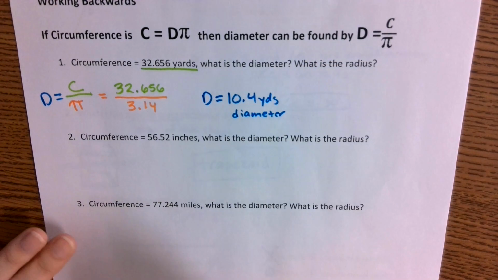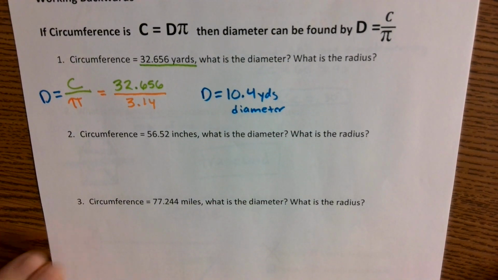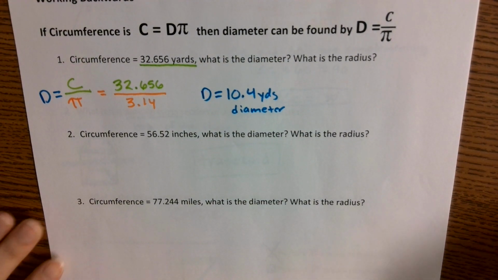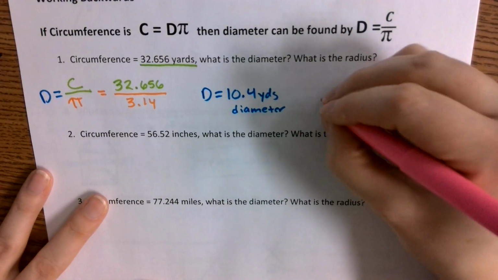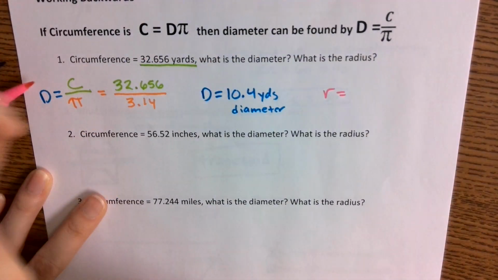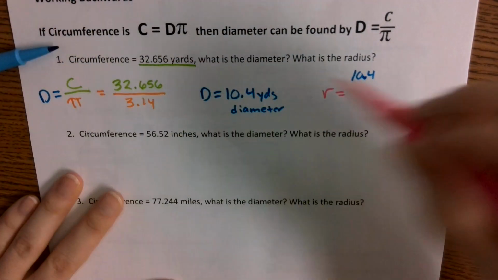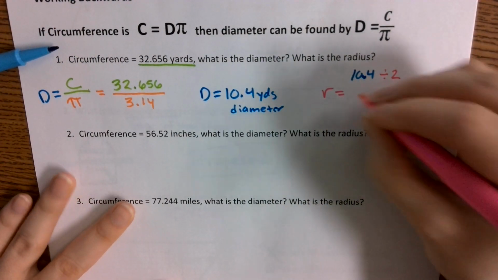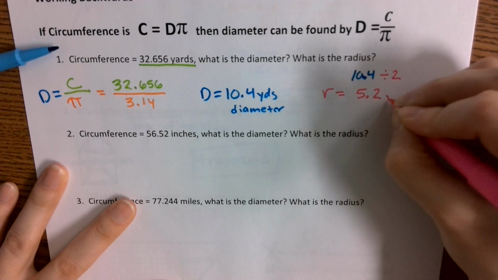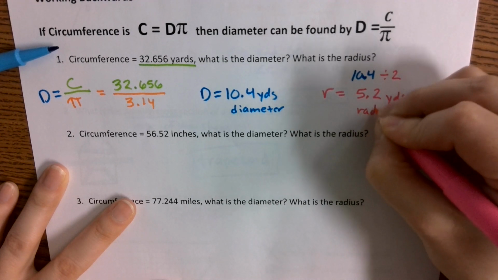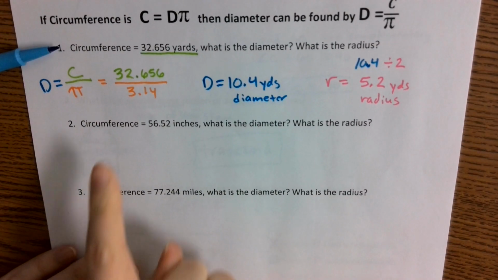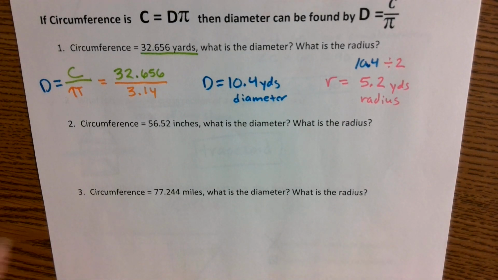How do I find the radius from there? Jacqueline? Divide it by 2. If I wanted to find the radius, then I could just take that 10.4 and divide it by 2. And that would come out to 5.2 yards for the radius. Okay, go ahead and do number 2 and number 3 on your own, please.